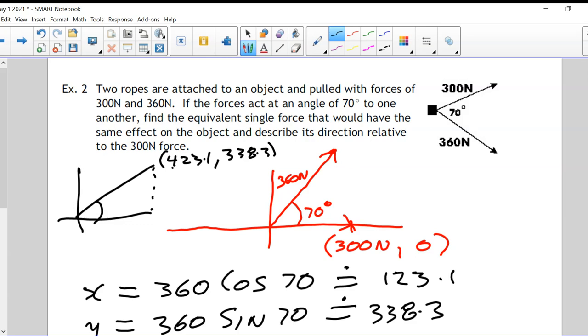Let me remind you now, we know that the x part of this would be the same as this distance along the x-axis. So the 423.1, this is 423.1 right here. This distance going up is the same as the y-coordinate, so 338.3. Right? What I'm trying to find is this theta right here, because that theta is how far I am from that 300 Newton line, isn't it? All right. So how would I find that? Using SOHCAHTOA.